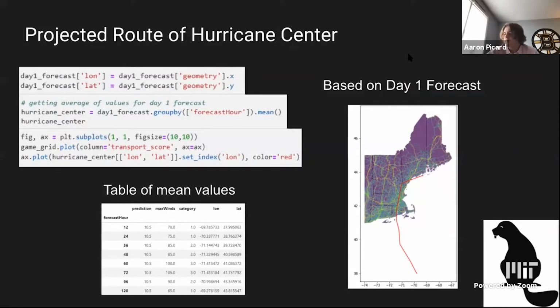So the next step to predict where the hurricane will hit the hardest is to calculate the projected hurricane center path. To find this path, we used all the possible points from the day 1 forecast and found the mean of the values based on the forecast hour. Finding the averages of the longitude and latitude values just made it easier to approximate where the hurricane will hit next. And here on the figure on the right, we can see the plotted points show the general direction of where it will go, which gives us a rough overview to carry out our next calculations.